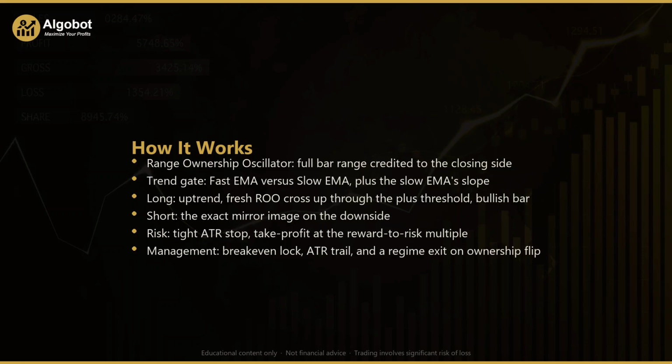Management then runs on every tick. Once the trade is one risk multiple in profit, the stop is pulled up to break even and then trailed by an ATR multiple, never loosened. Finally, there is a regime exit. If ownership flips against the open trade and the oscillator crosses back through zero, the position is closed immediately. Cutting losers early like this is the main idea behind keeping drawdown low.